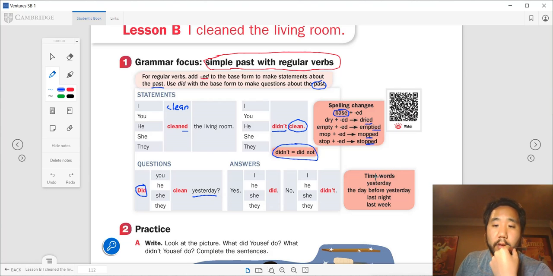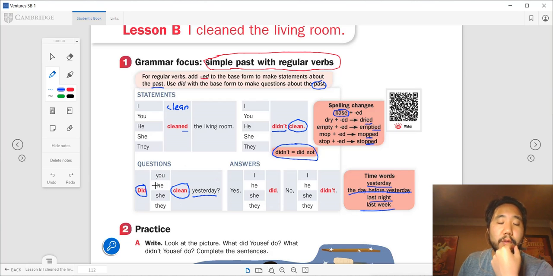And then here we have examples: yesterday, the day before yesterday, last night, last week. These are some of the examples. There are more, obviously. So we have to use, as I said again, the word did to ask a question. And here, we don't have to add ed when we're making a question. And this is a yes or no question.